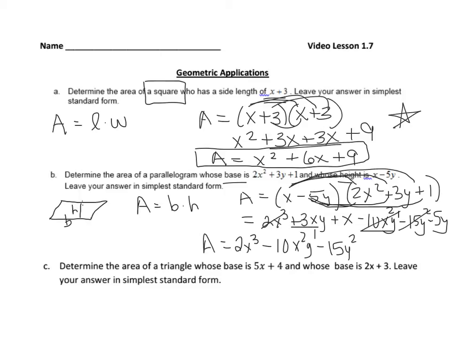This term here also has an exponent of 2 because it's x to the first times y to the first. Add those together, you get 2. So I'm going to put plus 3xy next. And then I have a plus x and a minus 5y. There's your final answer.